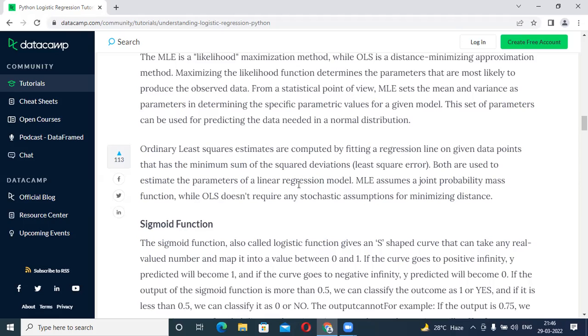The stochastic assumption is the joint probability mass function, which is one of the probability techniques. For MLE that is needed, and OLS does not require the stochastic assumption for minimizing the distance.